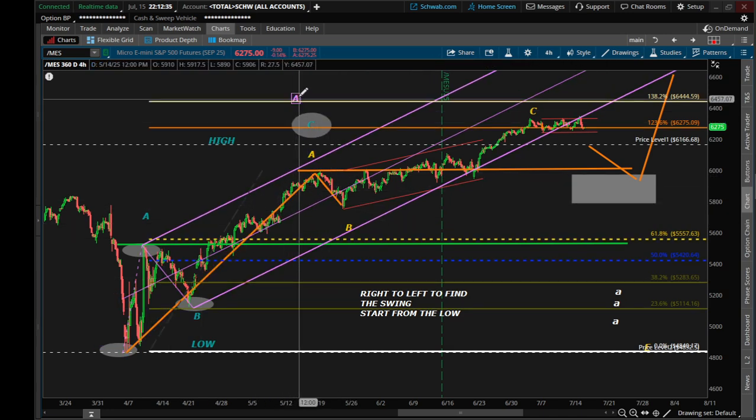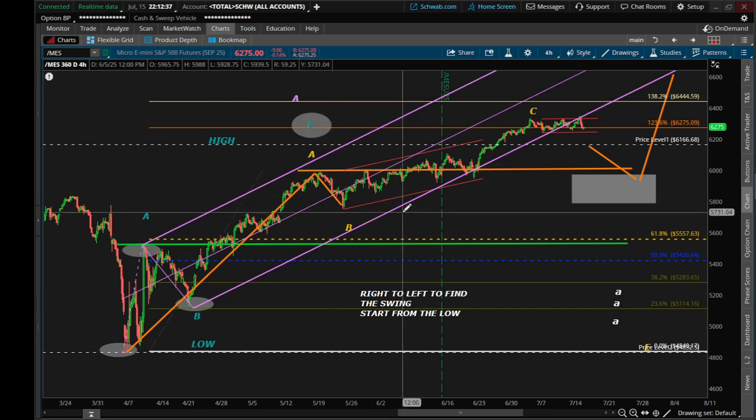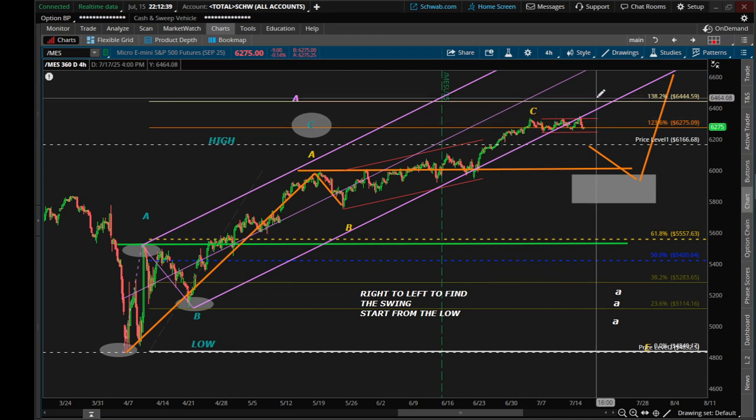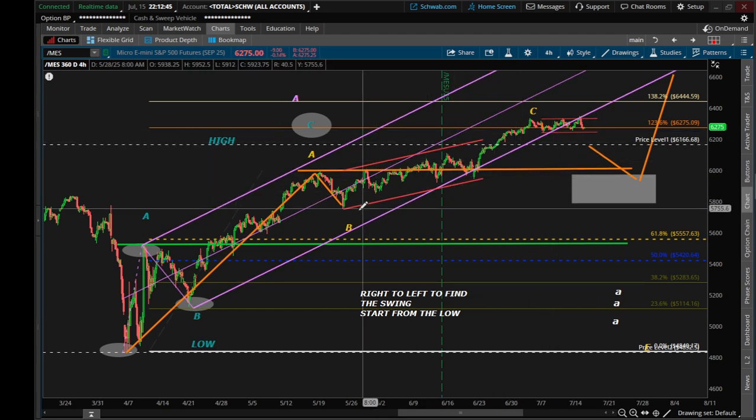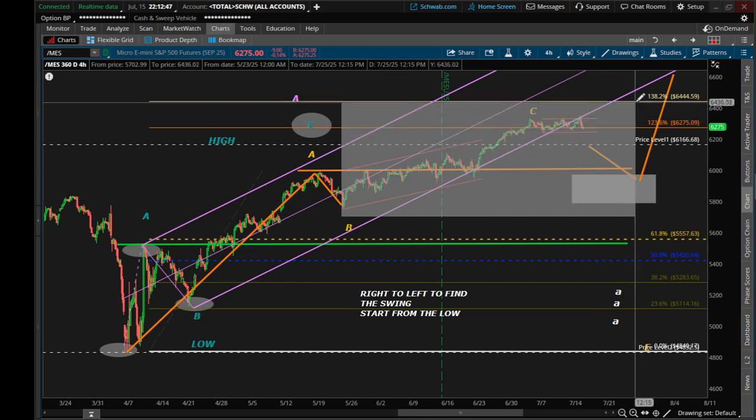All right. So this is in purple. This is a bigger degree, and these are our targets up. So if you start to see a correction, it's because we're correcting this move. Okay, because you should be able to see three swings there.